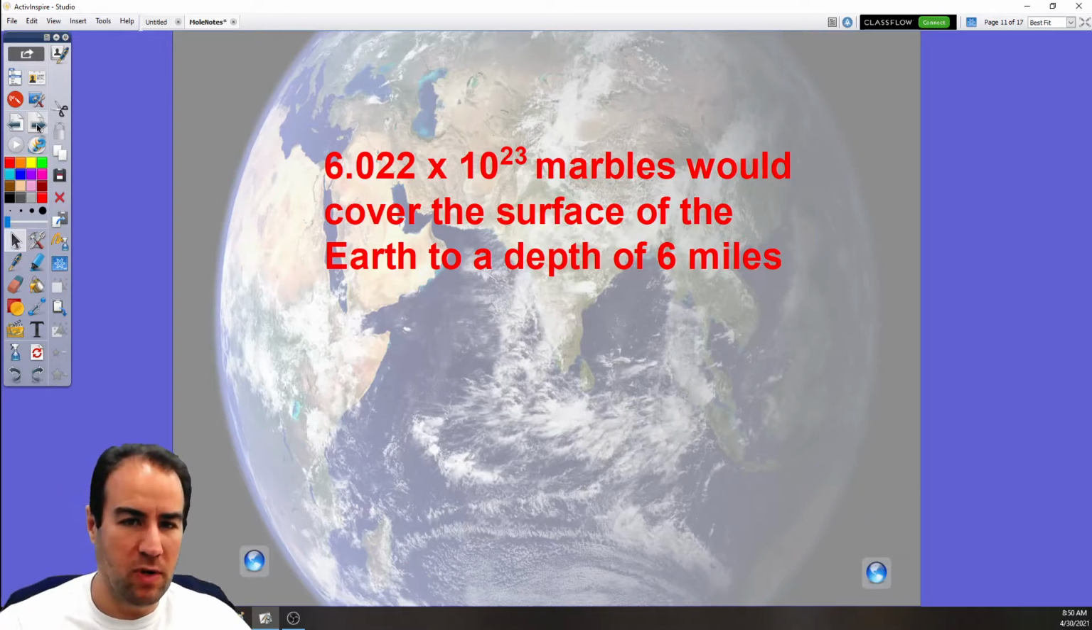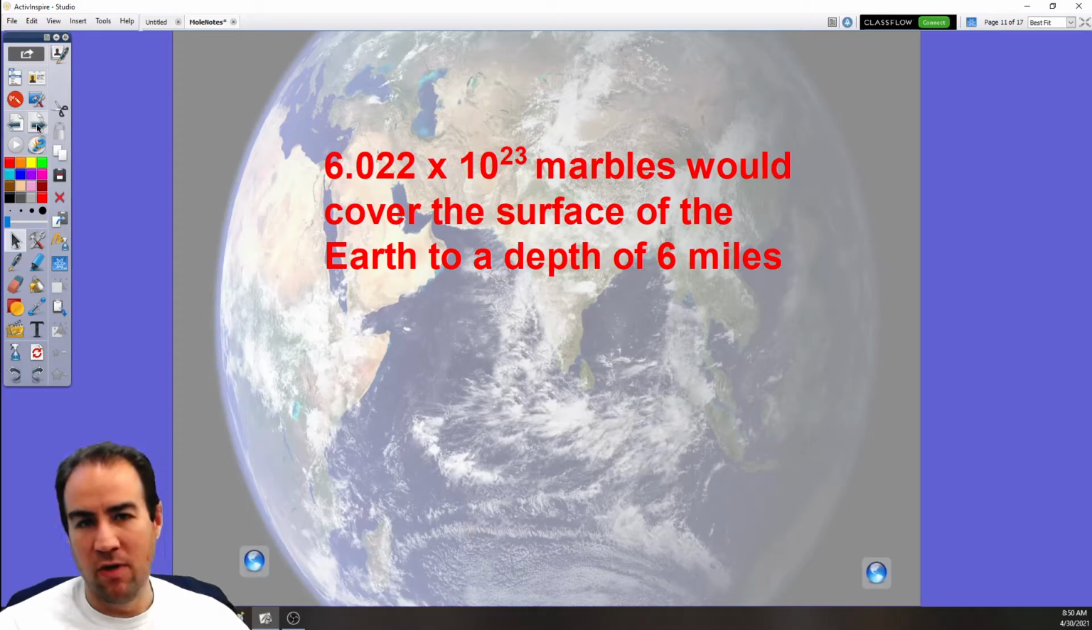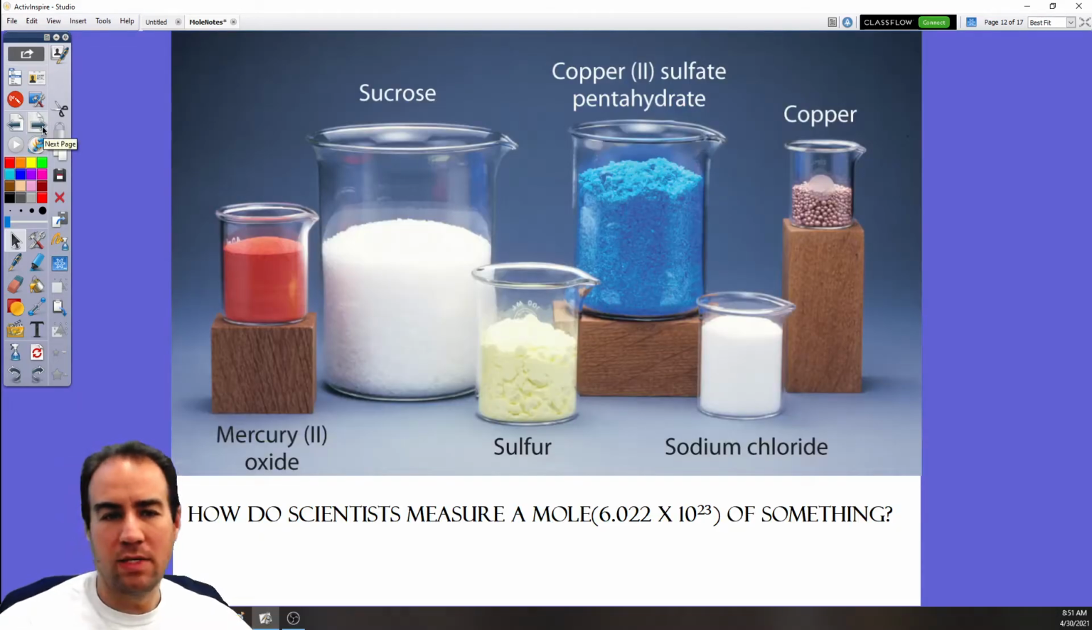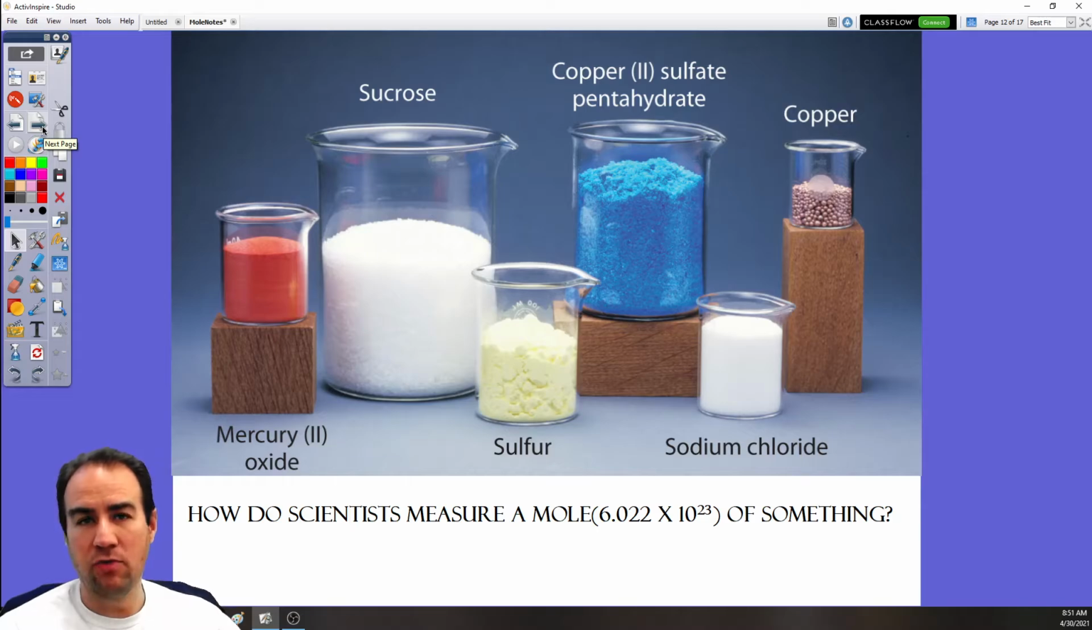And so 6.022 with another 20 zeros after it. And so it's a massive, massive number. And it has to be because atoms and molecules are very, very small. Why is this useful? And how do scientists measure this number?